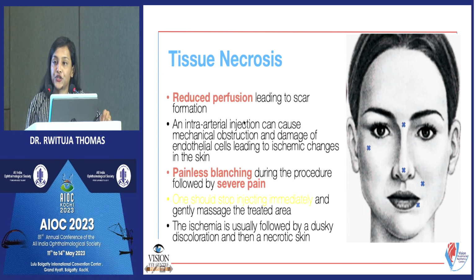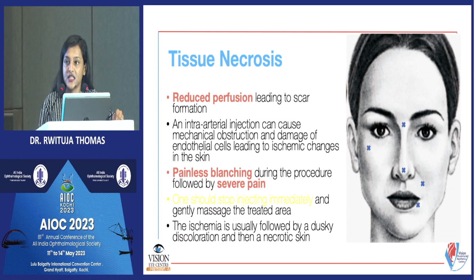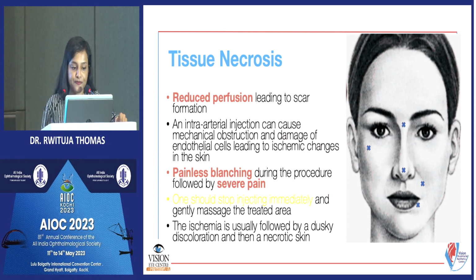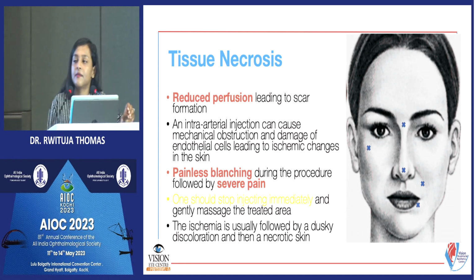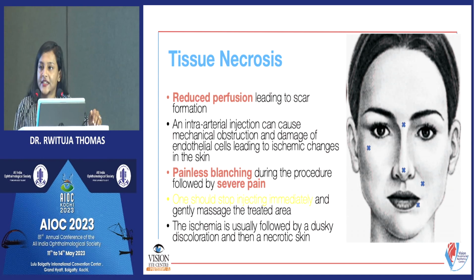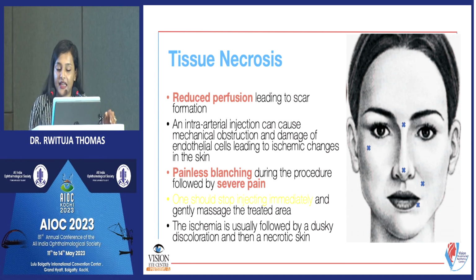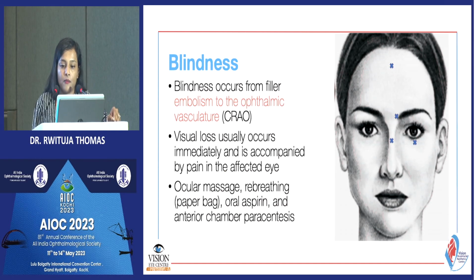Now, some of the issues which you can have if you inject in the wrong area. One would be tissue necrosis because of decreased perfusion. In this, immediately the patient would have blanching in that area and pain. So, you stop injecting immediately, massage the area, and immediately put in hyaluronidase. Blindness would probably be the last and final issue, but it's very difficult to cause this condition, especially if you avoid the danger areas.